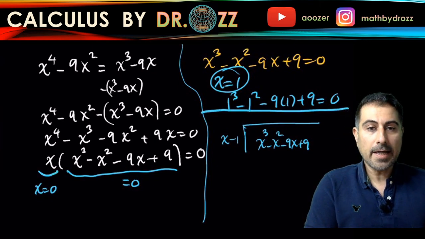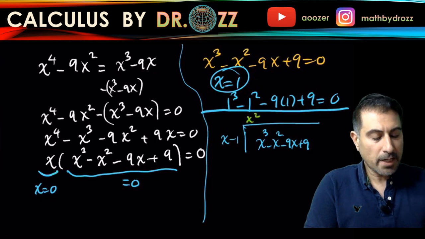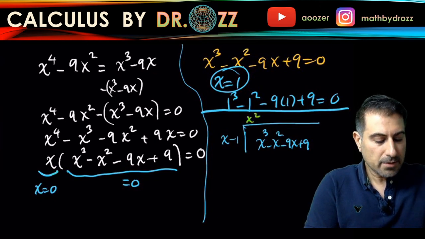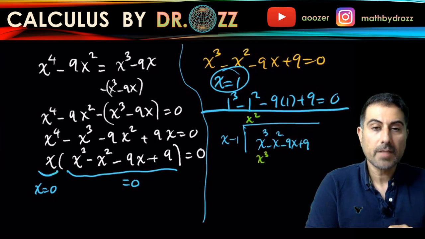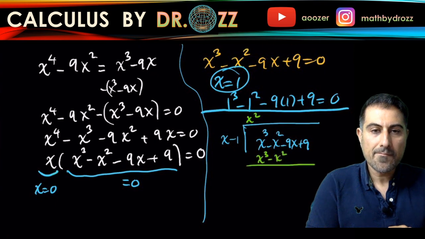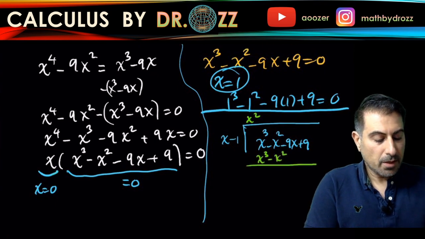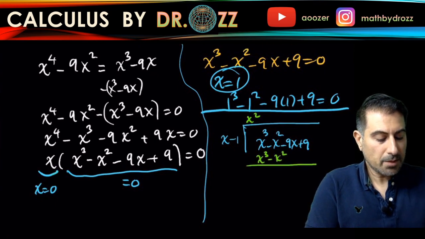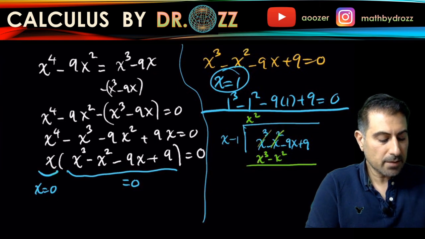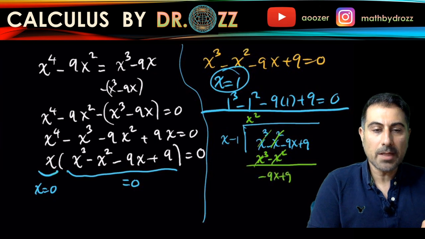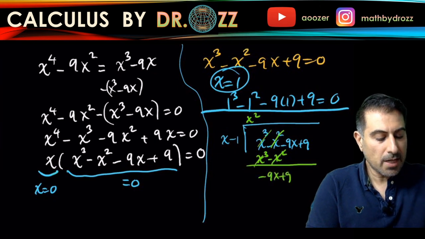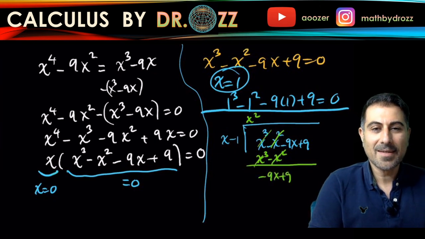I'm going to multiply x squared by x minus 1 and subtract it from the cubic. So x cubed minus x squared, right? Subtract all the way. And these terms are gone. So I'm going to carry forward minus 9x plus 9. And that's good, because minus 9x plus 9 is minus 9 times x plus 1. There we go. I'm going to put a minus 9 over there.